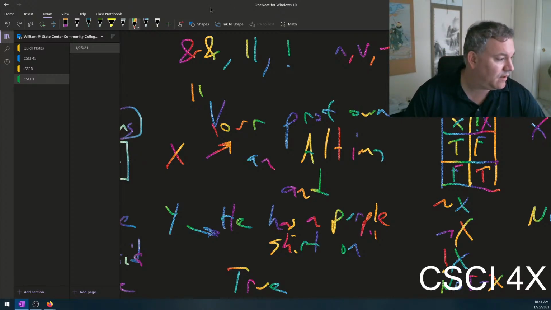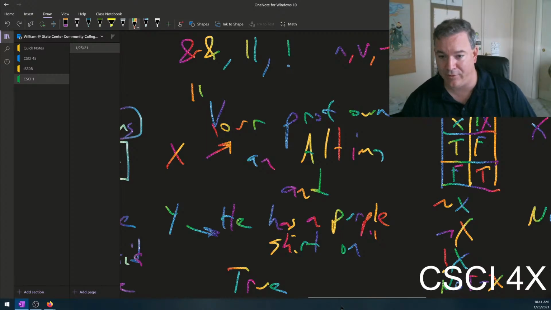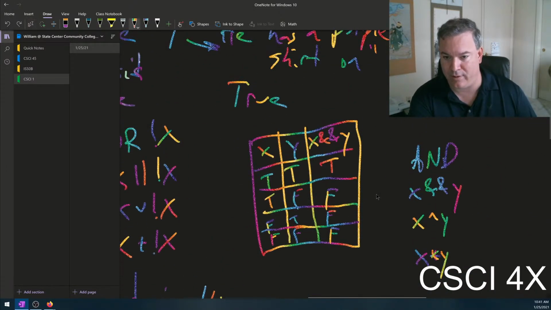So with "and", if both sides are true, then it's true, right? Yes. If I both have an Altima and have a purple shirt on, then this entire statement, X and Y, is true. And that's what this truth table is showing us: if I have an Altima and have a purple shirt on, then "I have a purple shirt on and have an Altima" is true.